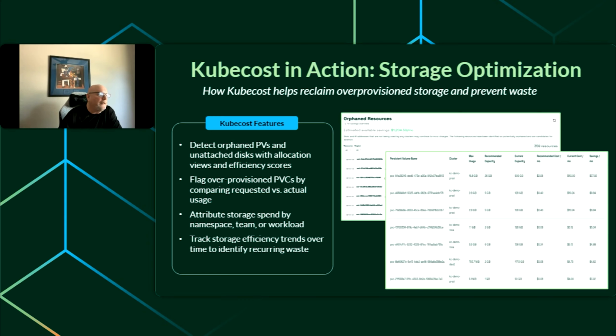Again, Kubecost can help with this. There is another section in Kubecost in the savings section where we can identify things like orphan resources and persistent volumes that are over provisioned. The orphan resources that we're identifying, that you see in that little graphic in the background there, are going to be disks that are not being used. They're going to be persistent volumes.